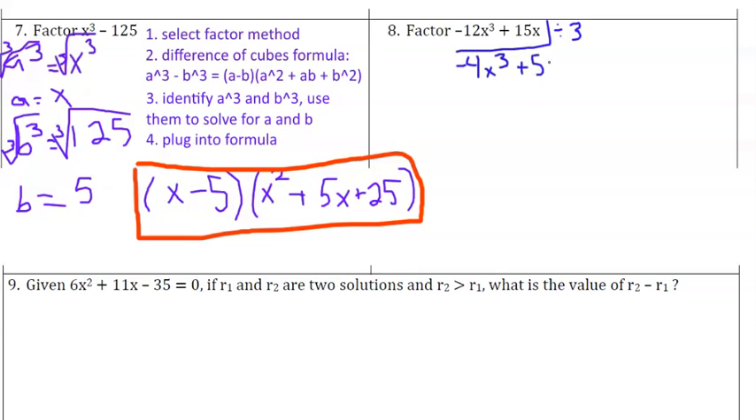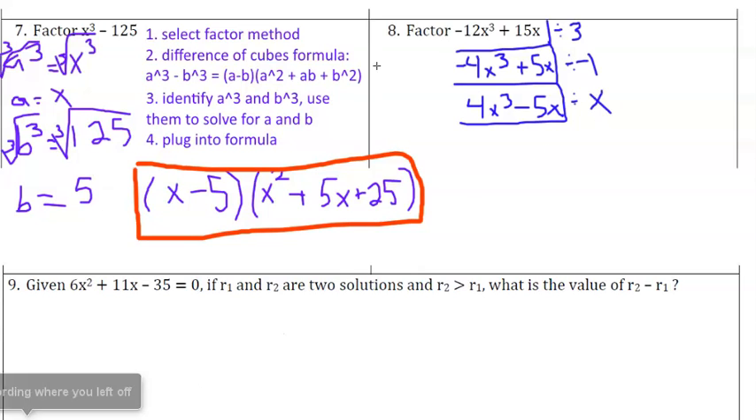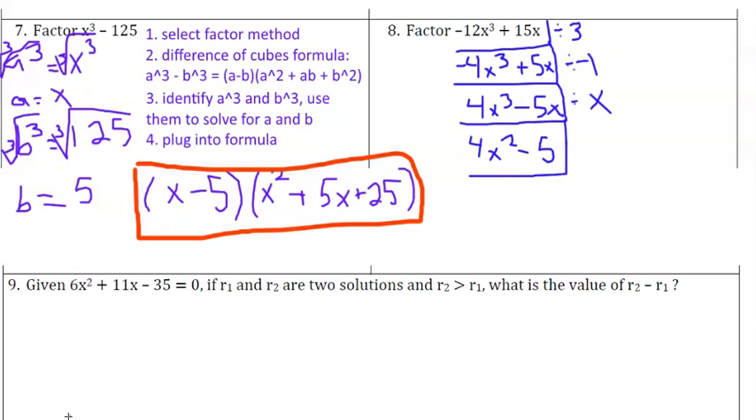plus 5x. We want that first number to be positive, so let's divide out negative 1 as well. So we have 4x cubed minus 5x. They both share an x, so you can also divide out one of the x's. So there you have 4x squared minus 5. There's nothing else we could factor out, so your GCF is negative 3x.